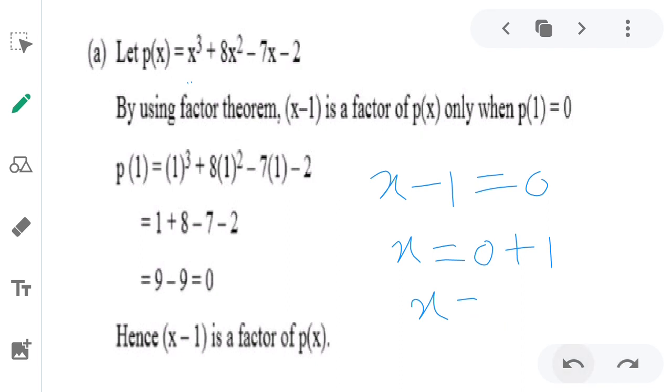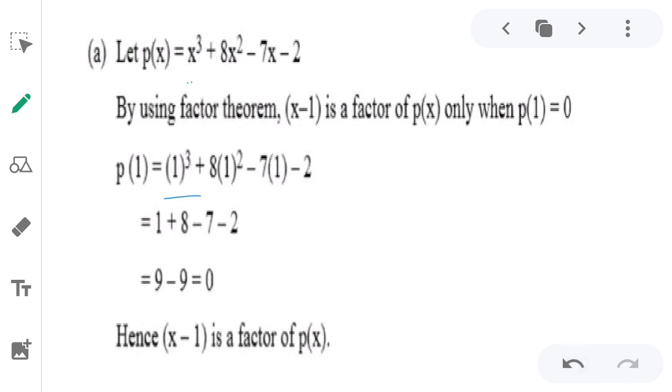Now let's replace it. P of 1 equal to 1 cube plus 8 into 1 square minus 7 into 1 minus 2. I have just replaced x with 1. Now 1 cube is nothing but 1, plus 8 into 1 square is 8, minus 7 into 1 is 7, minus 2. So 1 plus 8 is 9, minus 7, minus 2, minus 9. If you cancel these two, the result is 0, and we can say that x minus 1 is a factor of p of x.